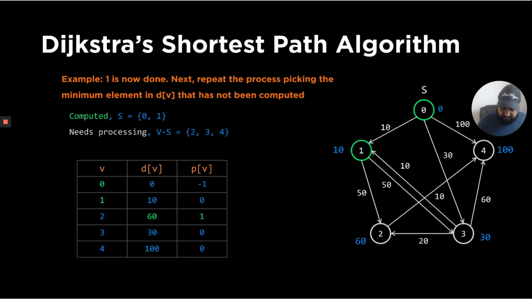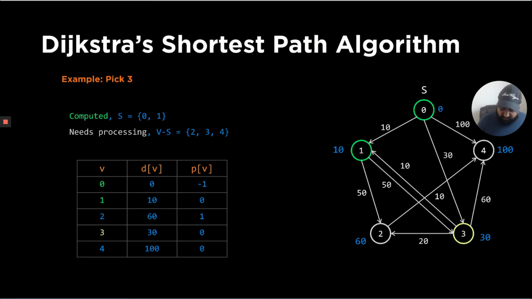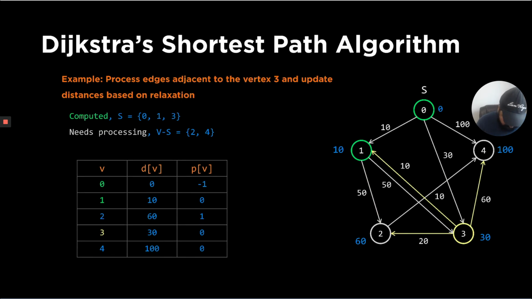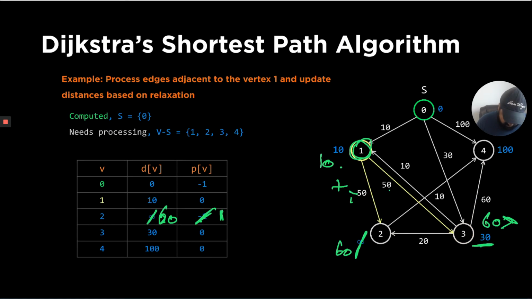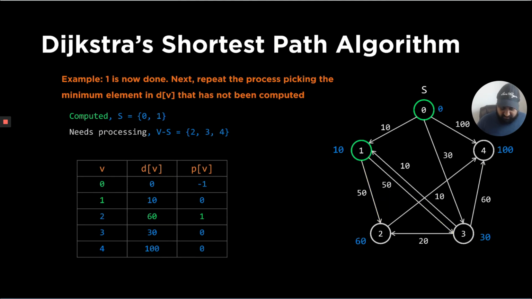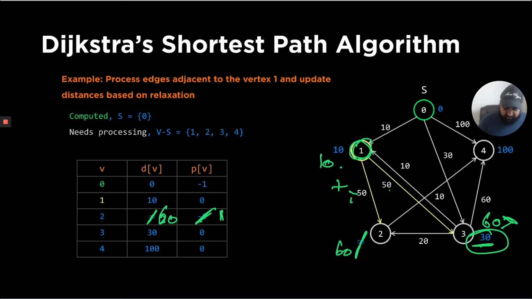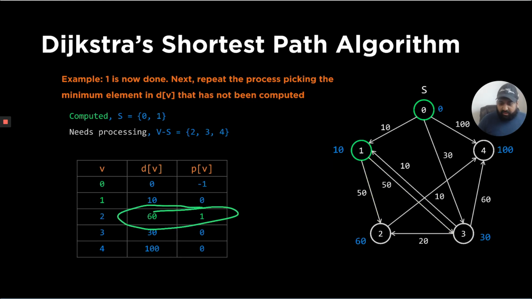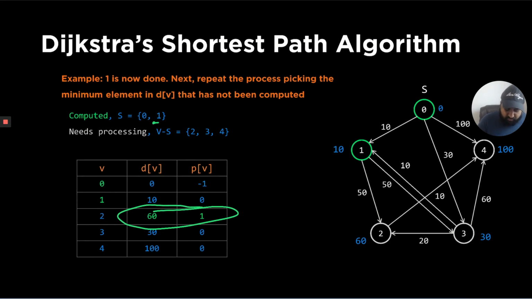And here you can see that from 1 to 3, this 60 value was greater. So we are not going to do anything from this. So here you can see the only value that changed from the previous one to this one is 60 and 1. So now we are done with 1. So we'll move 1 to this computed set.